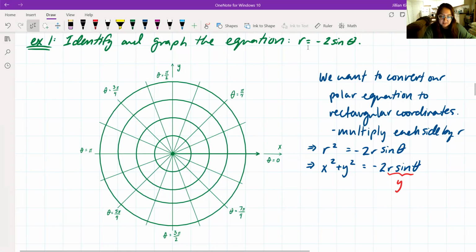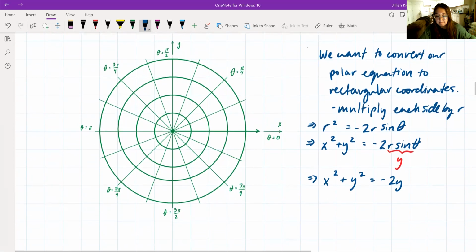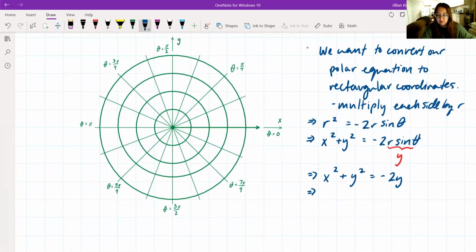So what this means is that our equation is actually going to simplify to x squared plus y squared is equal to negative 2y. So we want to rewrite our equation because we want to write this in standard form. Standard form would look like the equation of a circle. So we have x squared plus y squared is equal to r squared. So we're going to add 2y to both sides, get rid of it. So now we're going to have x squared plus y squared plus 2y is equal to 0.